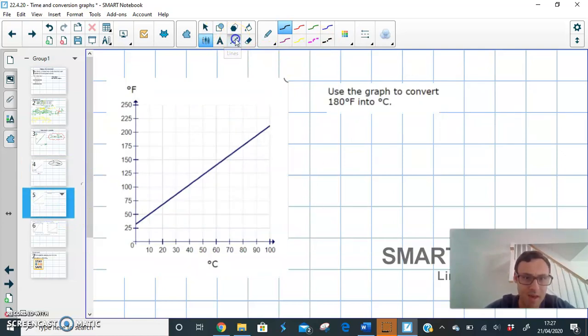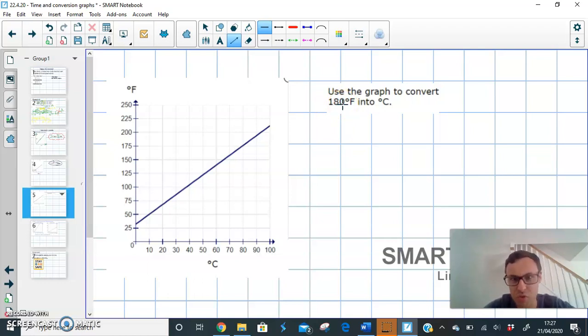Now, same thing again. So we've got two temperatures. We've got Fahrenheit, which we measure temperature in, and degrees Celsius. We tend to use degrees Celsius now, but degrees Fahrenheit is used more in science. So we need to convert 180 degrees Fahrenheit into degrees Celsius. Now, degrees Celsius is on the x-axis, Fahrenheit's on the y-axis.